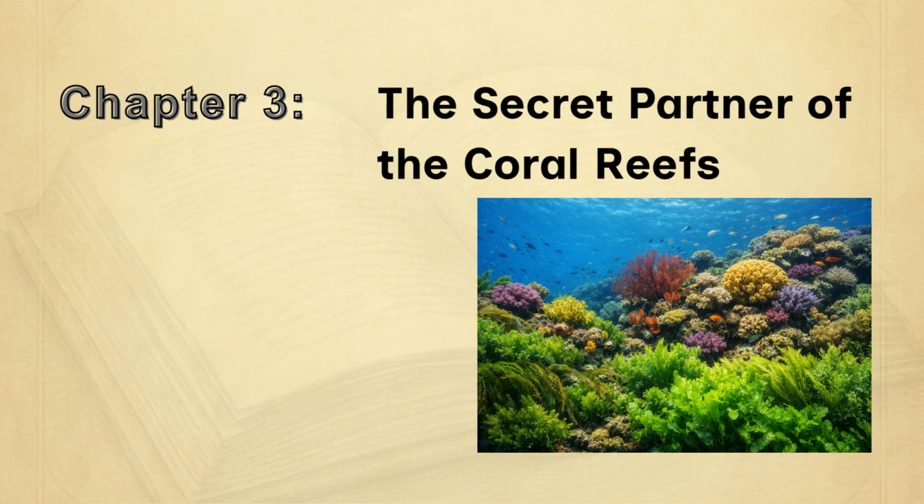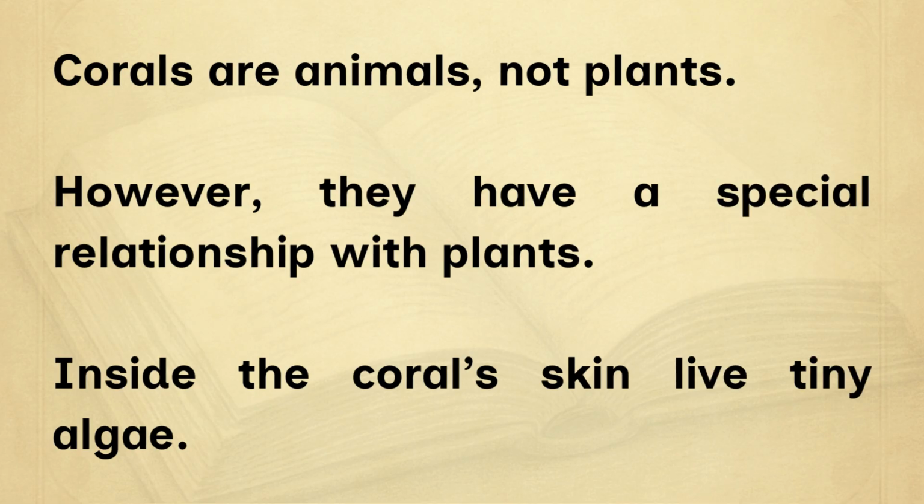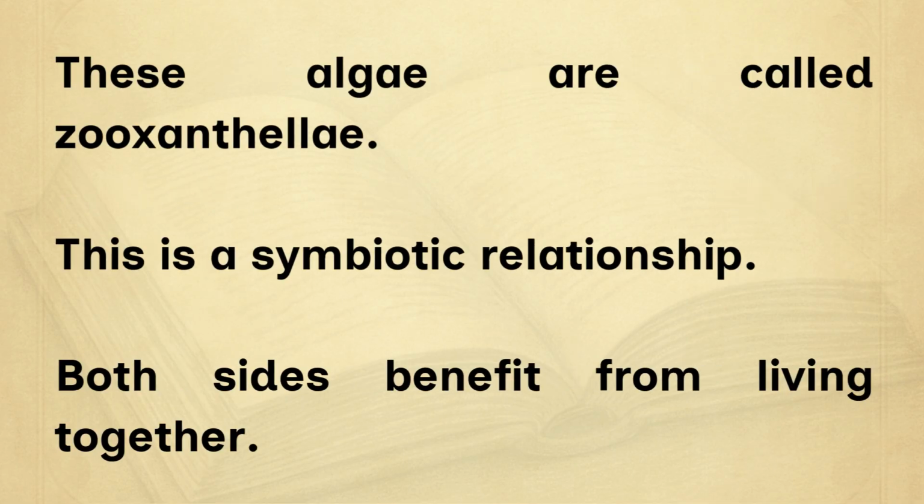Chapter 3. The secret partner of the coral reefs. Corals are animals, not plants. However, they have a special relationship with plants. Inside the coral skin live tiny algae. These algae are called zooxanthellae. This is a symbiotic relationship. Both sides benefit from living together.